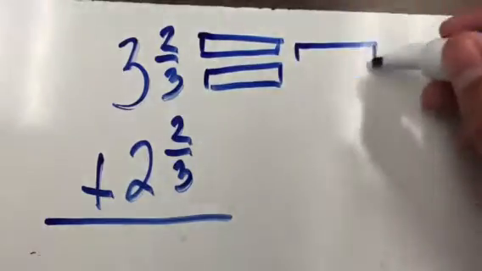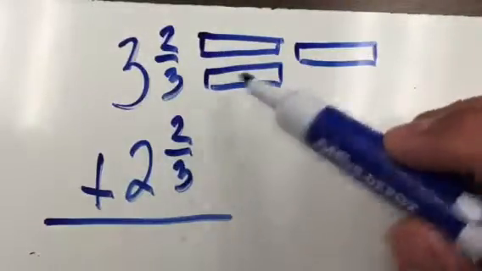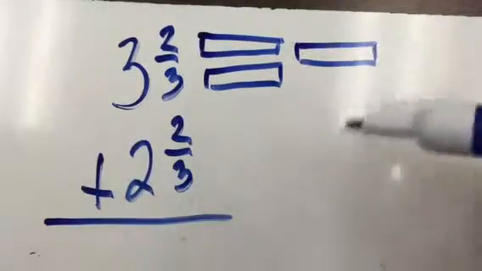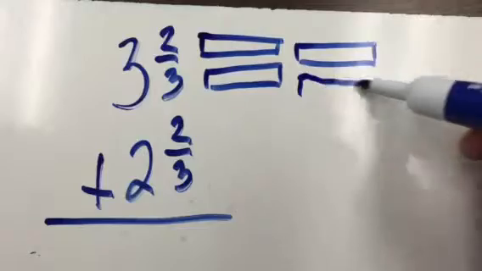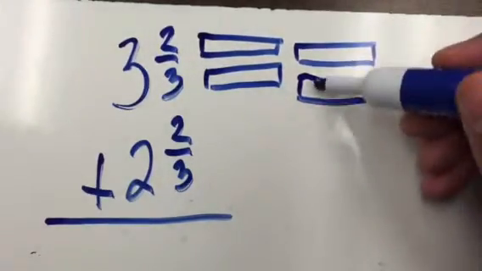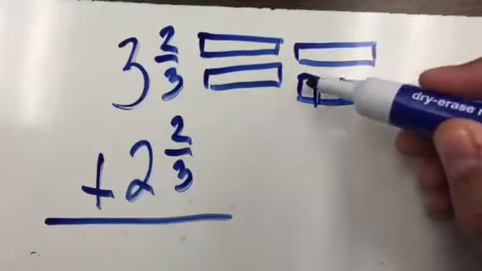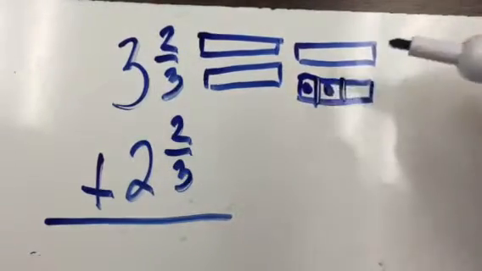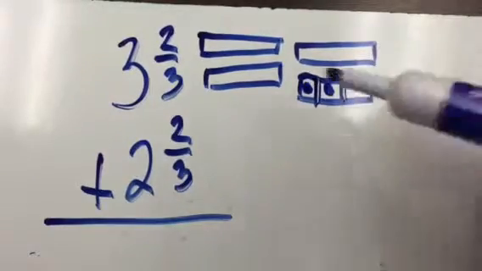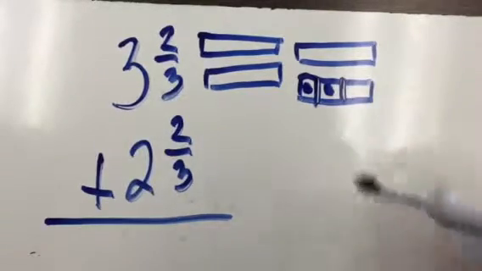1, 2, 3. Those 3 whole bars represent my whole number 3. And I need one more bar. Why, you might ask? Well, because I need to represent this fraction here. And that fraction is in thirds, so I'm going to make that bar into thirds. And I'm going to put a dot in 2 of those. So I have 2/3. 1, 2, 3 wholes and 2/3. Makes sense? Good. Let's do the same thing for the bottom.